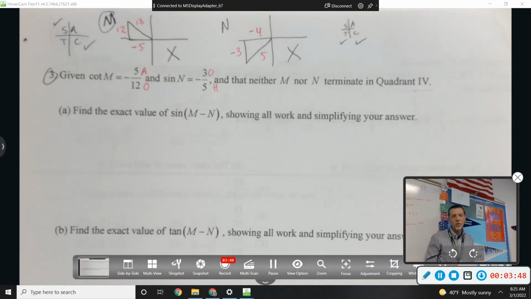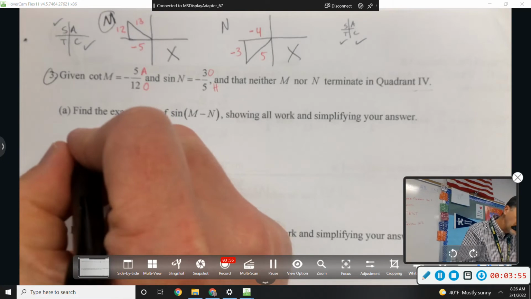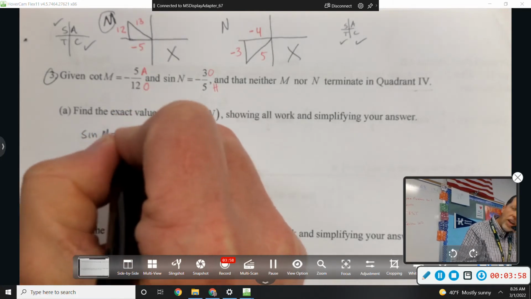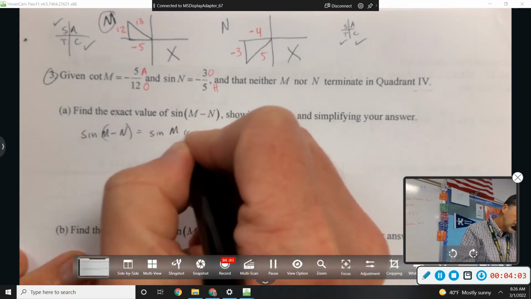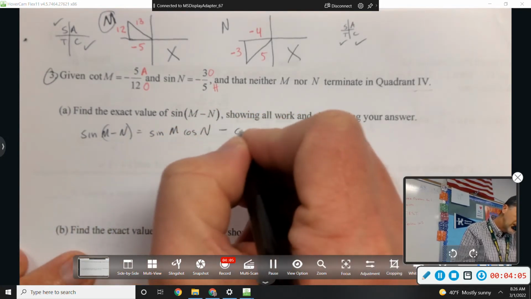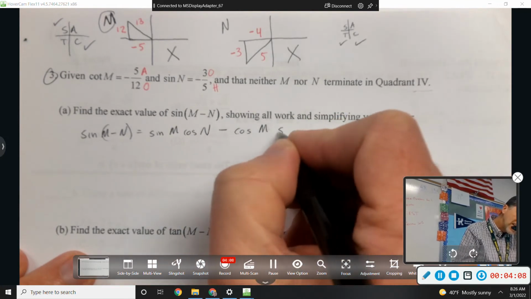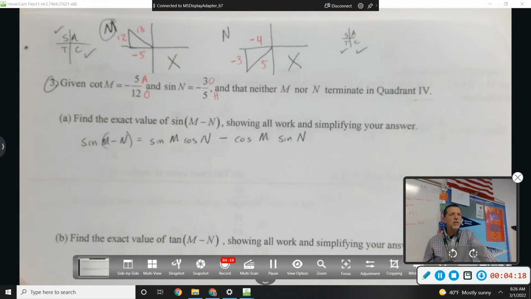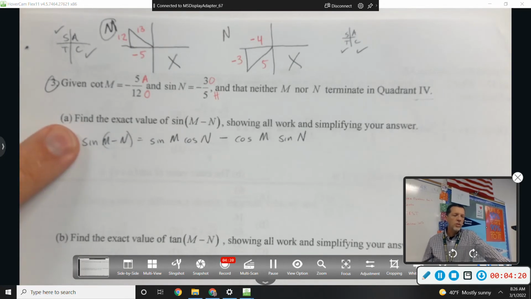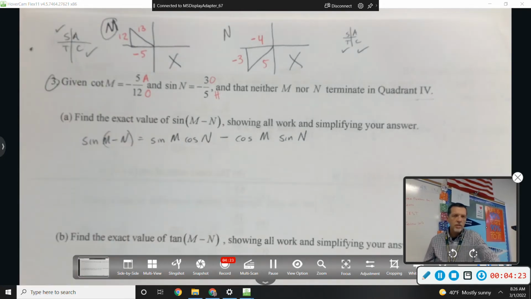So now my problem is all set up. Now I'm just using formulas. So it should be easy. Maybe not easy, straightforward anyway from here. So the sine of m minus n is the sine of m cosine of n minus cosine of m sine of n. Does the sine, cosine stuff have to relate with what the graphs are on the top? No, this is always true. Now I'll go to the graph to fill in the pieces.